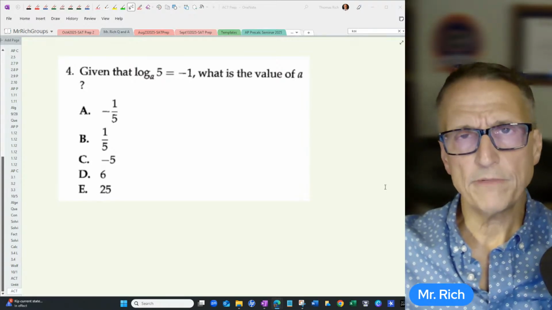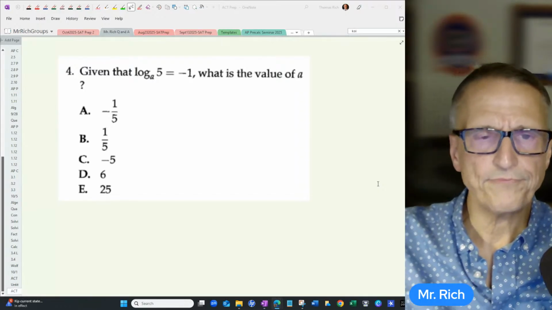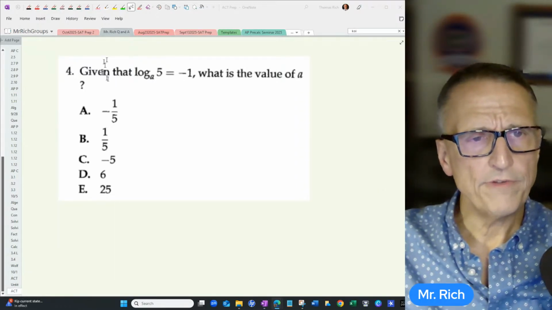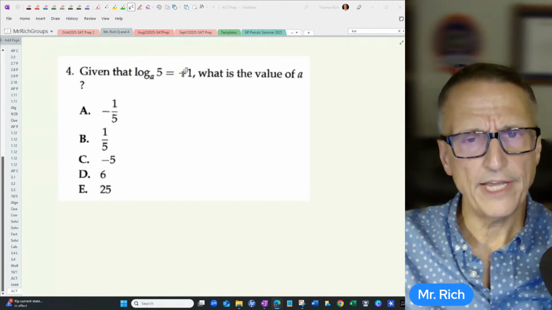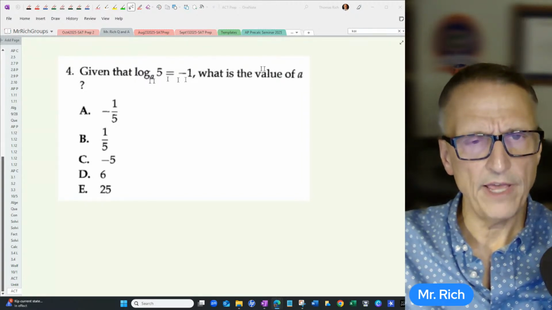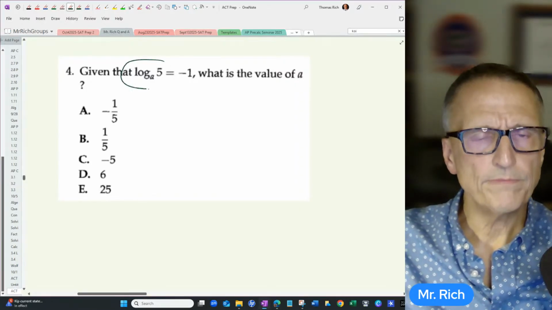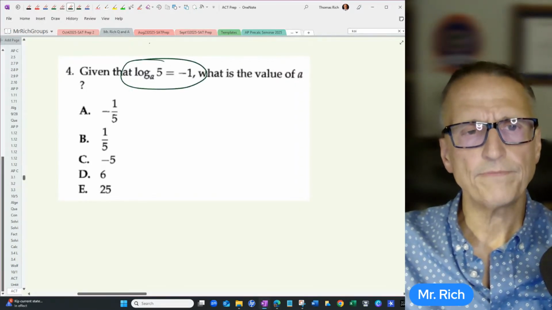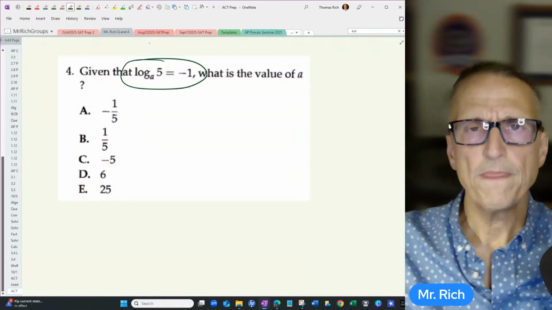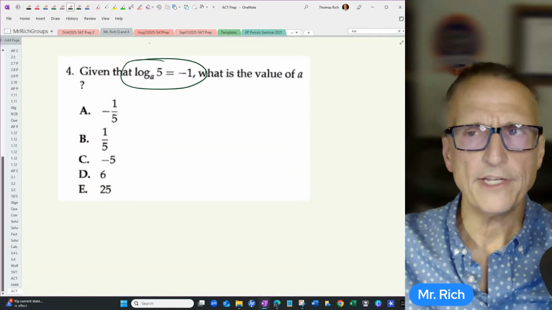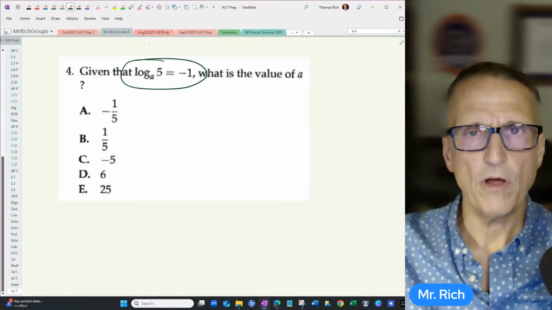They do trip students up, and students are kind of afraid of them because they don't quite understand them. So let's look at some problems. I'll show you the key things you need to know about logarithms to get these right. Here on this problem, log base a of 5 is equal to -1. What is the value of a? When you're faced with a logarithm on the ACT, if you can convert the equation from its logarithm form into its exponential form, that's going to allow you to solve the problem. Now, how do you get it from log to exponential?